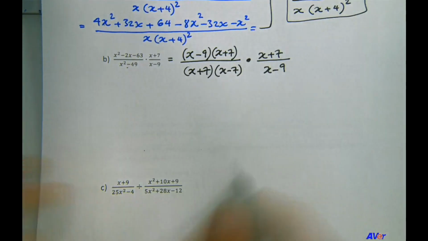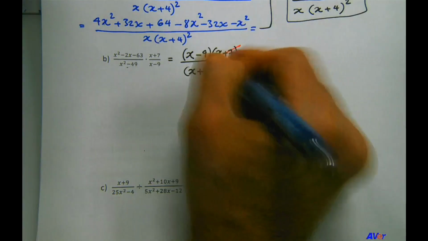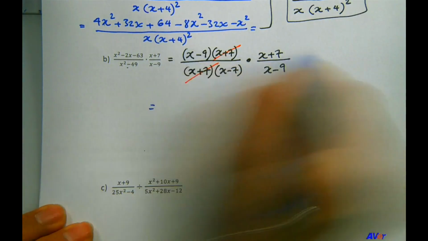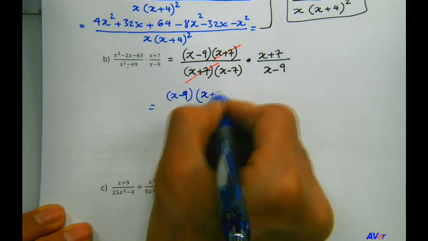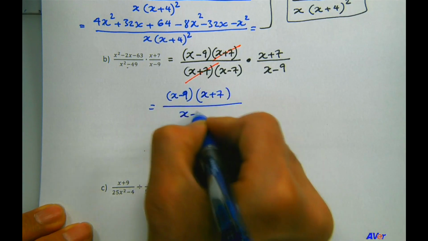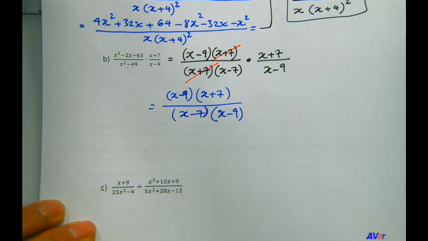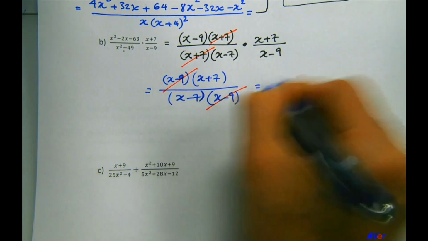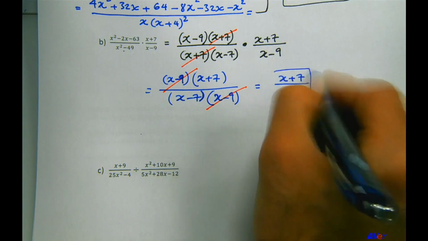Wow, so this simplifies quite a bit, right? So x plus 7 and x plus 7 cancel out. What do we get? Let's multiply across. So (x minus 9) times (x plus 7) divided by (x minus 7) times (x minus 9). Is there anything else we can cancel? Absolutely. x minus 9, x minus 9. So we have x plus 7 over x minus 7. So we can stop there.